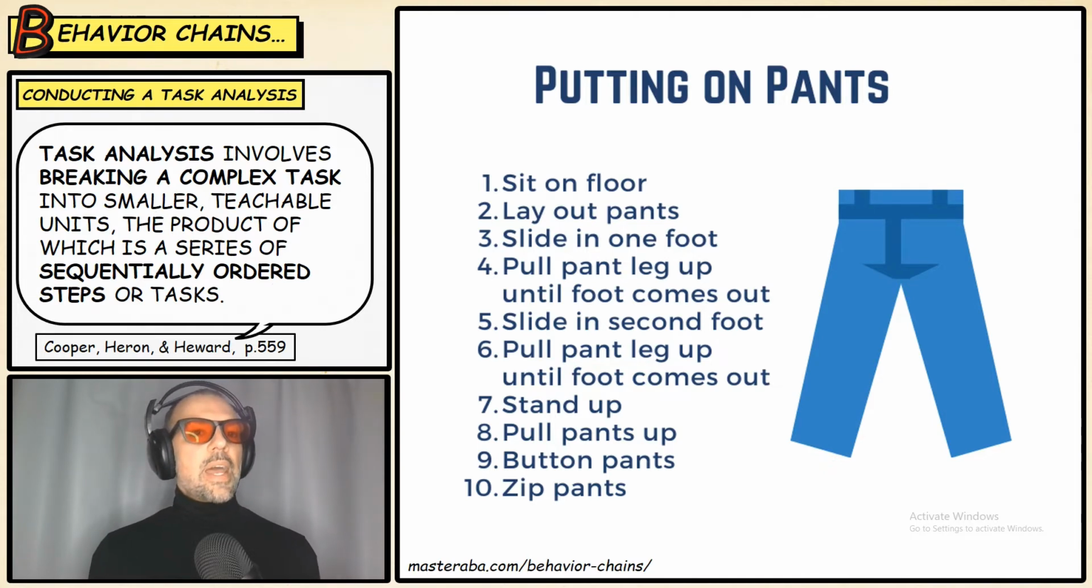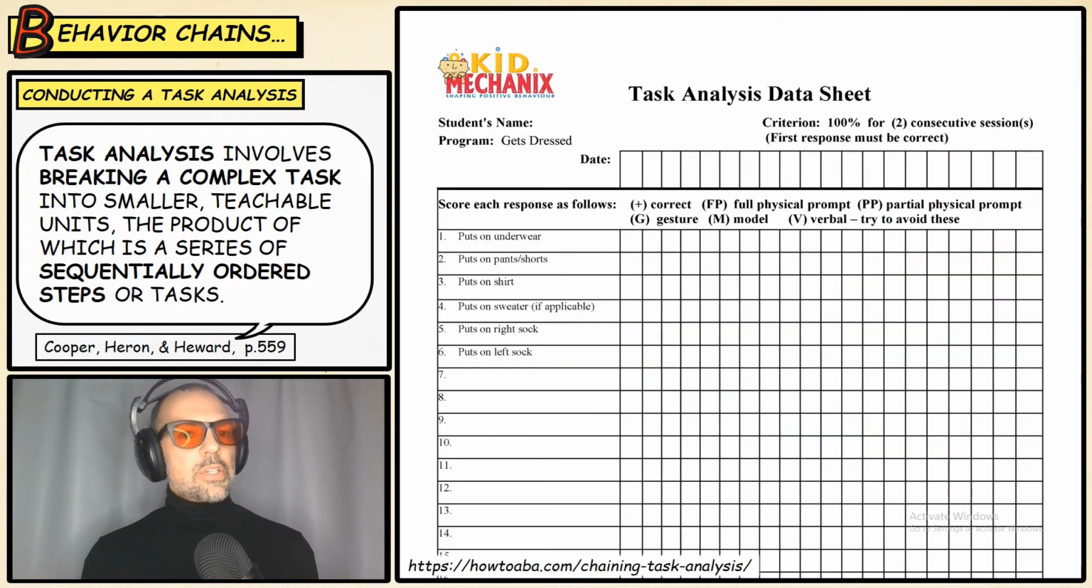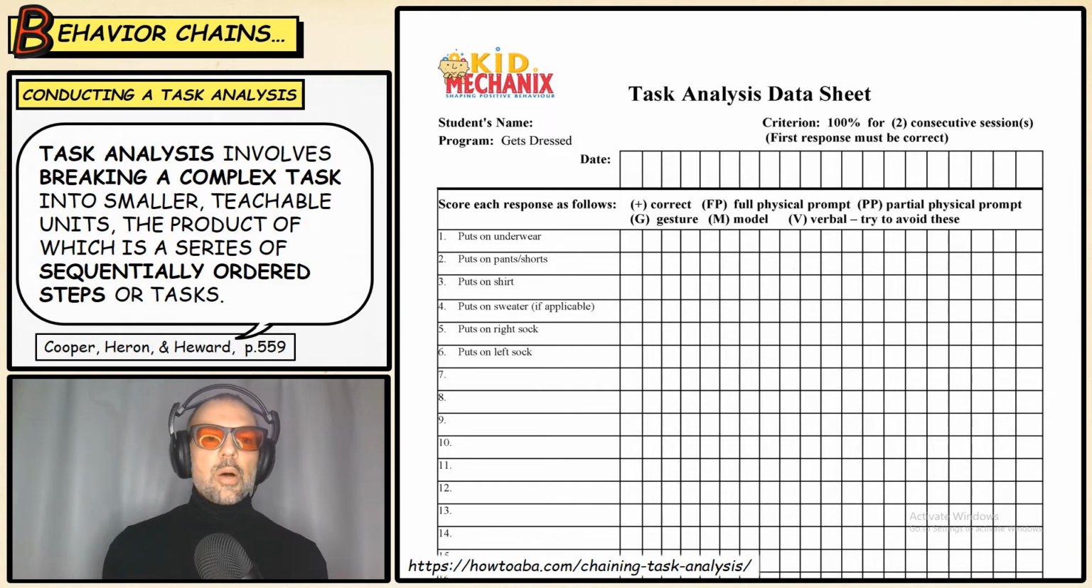Here we have a 10-step procedure for putting on pants. This might be used to teach a child, or to teach people with special needs, how to put on pants. And here's another example of a task analysis for how to wash hands. Here's a more complicated version, to help somebody learn the behavior chain of getting dressed. What I like about this one is that it also allows you to record the response prompts that you needed to use for each step in the task analysis.